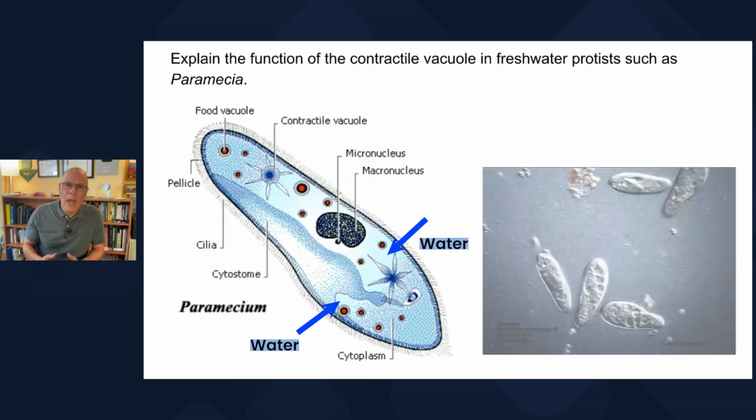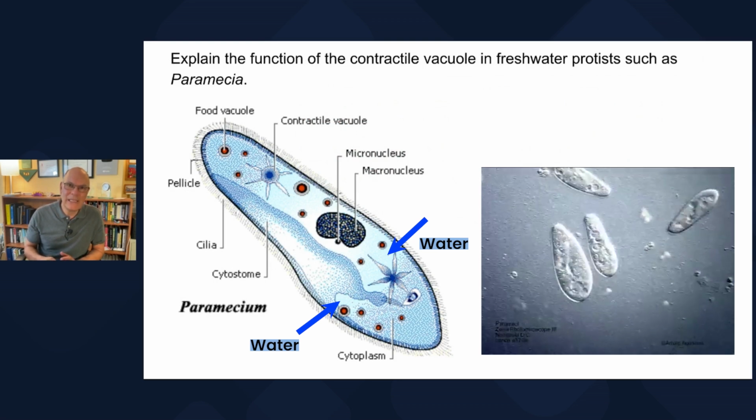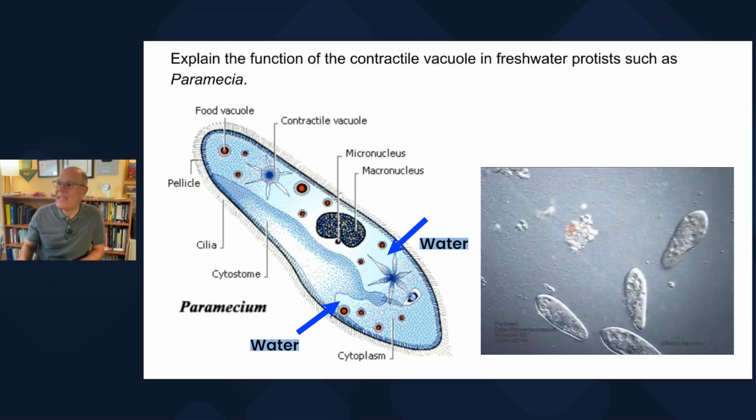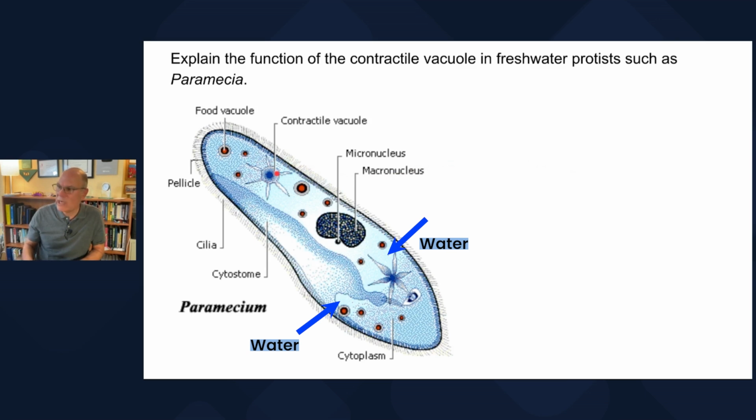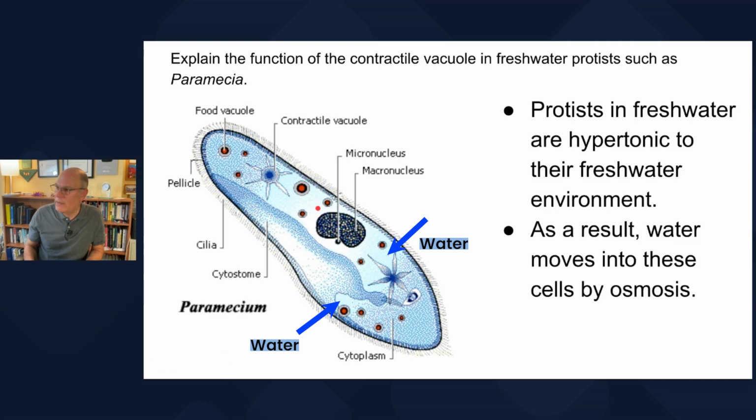Here's a cool thing. Paramecia are these lovely single-celled eukaryotes. You can easily see them with a microscope, and they have an organelle that's called a contractile vacuole. The contractile vacuole is an evolutionary solution to a problem faced by freshwater protists, which is that they are living in a lake or a stream, and the amount of solute in their cytoplasm makes them hypertonic to their watery environment. And as a result, water is moving into these cells by osmosis.